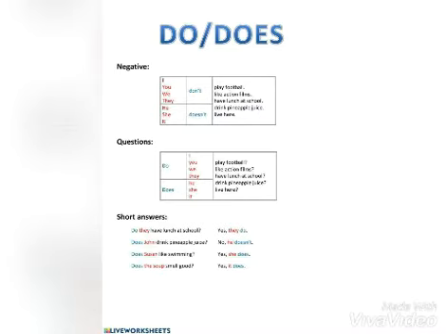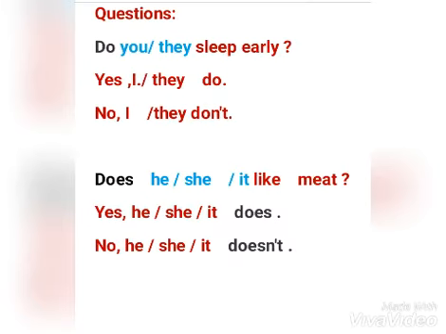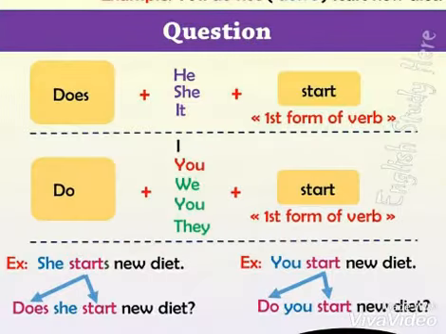When we have to make a question, a yes/no question, I have to use do or does. Do you or they sleep early? Yes, I do. No, I don't. Does he or she or it like meat? Yes, he does, she does, or no, he doesn't, she doesn't, it doesn't. يبقى لا في الquestions لو هو answer yes or no, I have to start with do or does. In the questions, I have to start with do and does. With he, she, or it, I use does. Does he, does she, does it.